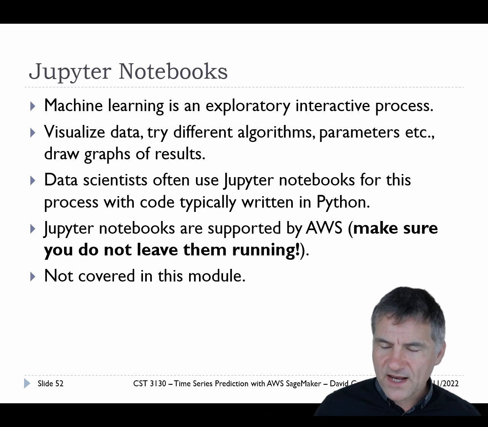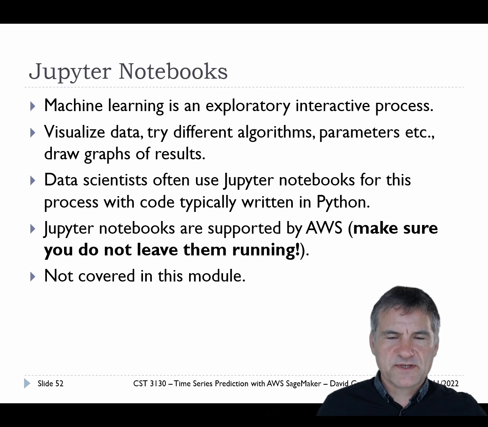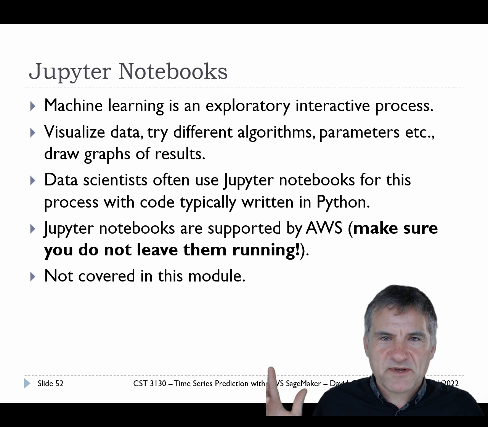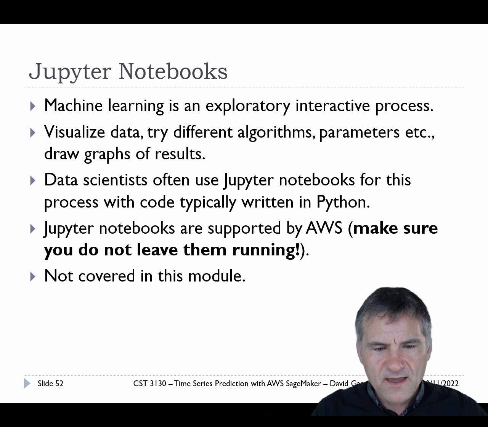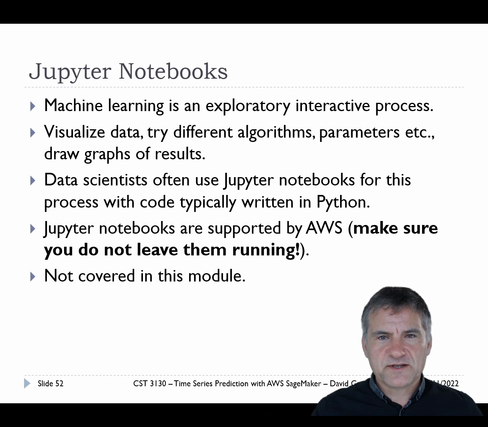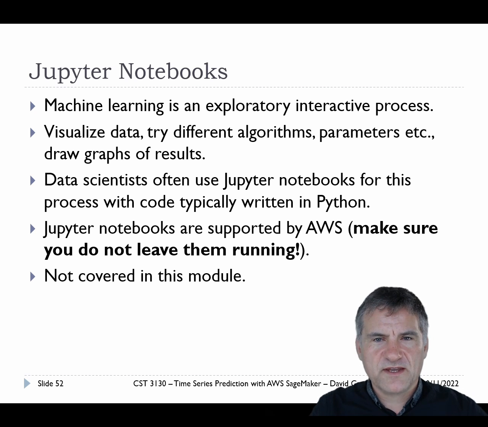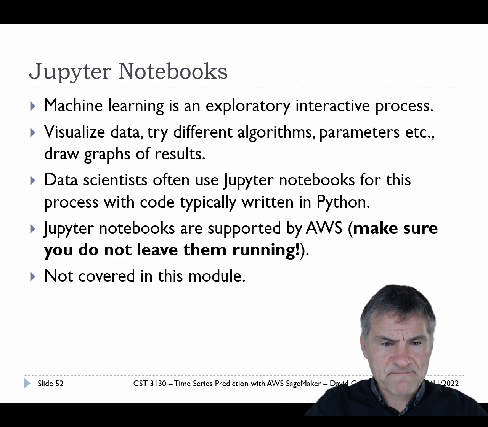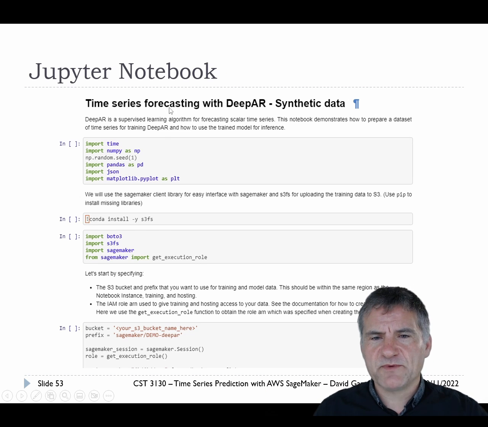I've been to talks at AWS summits where someone sits at a console and fiddles around with their Jupyter notebook, and then behold, they produce some amazing predictions. They are supported by AWS, but don't leave them running because they run on a virtual machine and they just burn through your credit. They'll cost you at least $30 a month running a Jupyter notebook on AWS. So if you want to use them, you can, but they cost a fair bit of money. You can probably run them locally, but I've never really played around with them much, so I'm not covering them in this module. So this is a typical Jupyter notebook.